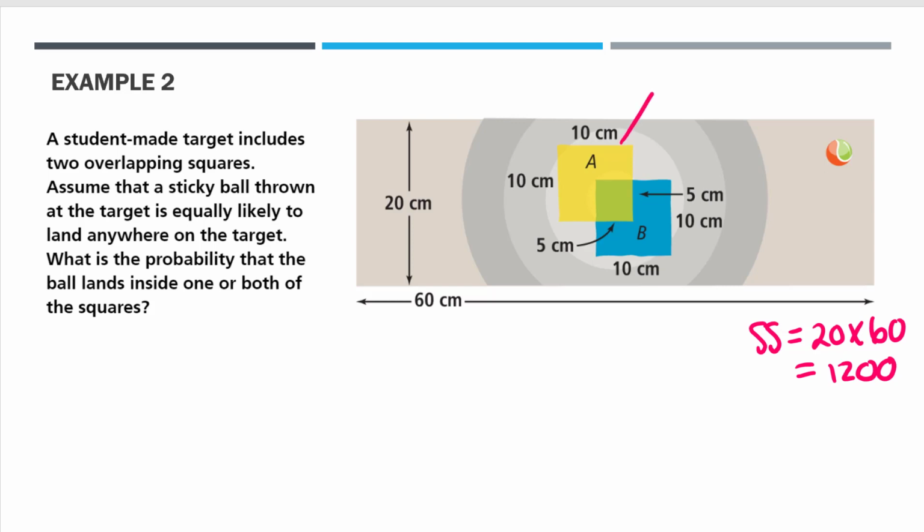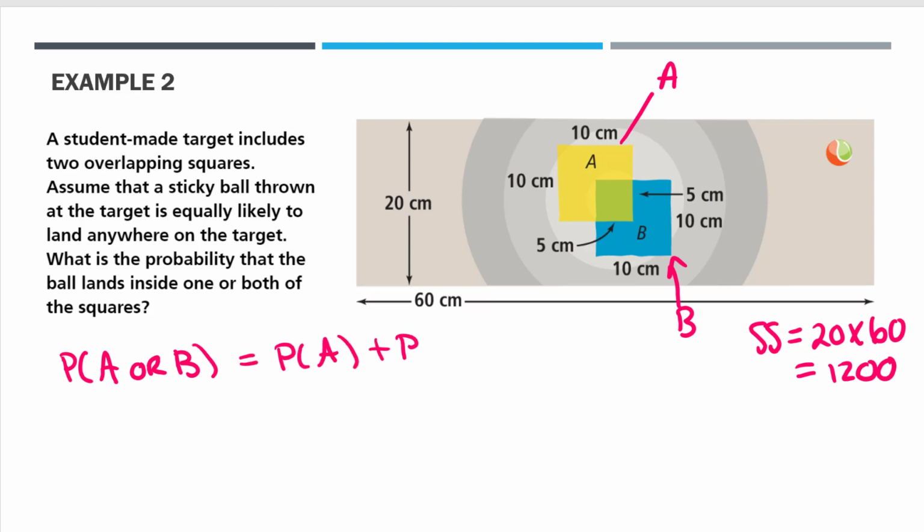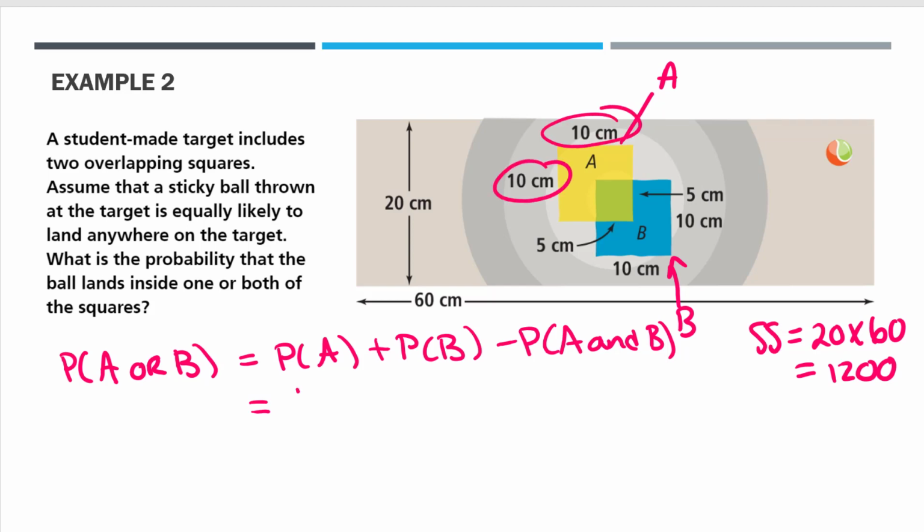I'm going to say that the yellow is event A and the blue is event B. So the probability of A or B is equal to the probability of A plus the probability of B minus any of that overlapping, A and B. So what is the probability of A? Well, we're trying to figure out what the area is. So the area would be 10 times 10, so that would be 100 over the total possible area, which is 1,200.